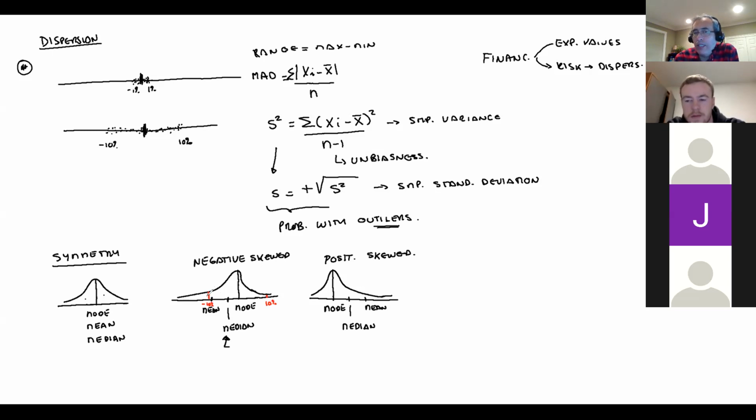So why are the probabilities of having a negative return higher than having the same magnitude of a positive return? Why? Do you have an idea? No? Professor, I'll offer a few real life possibilities. Yes, go ahead. On an annualized basis, the market could just have, to put it simply, a bad year, right?